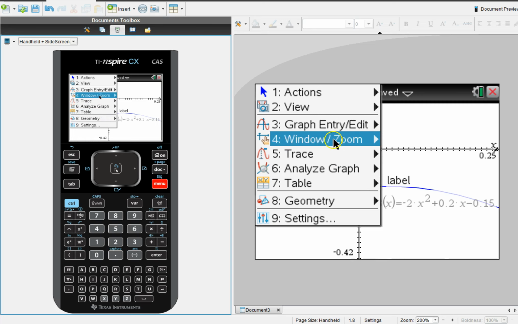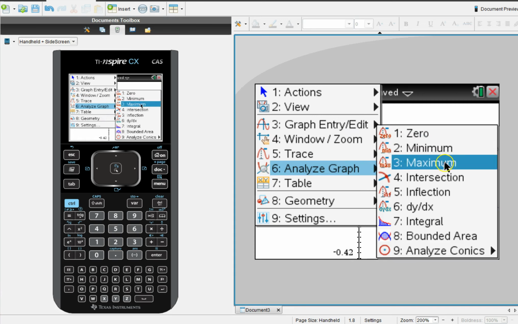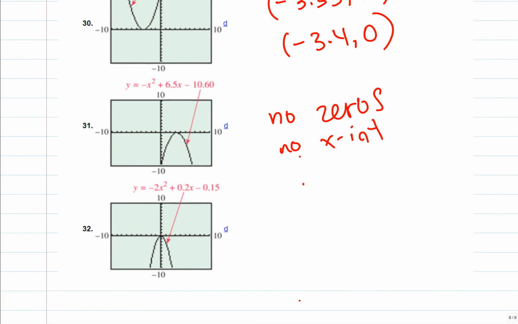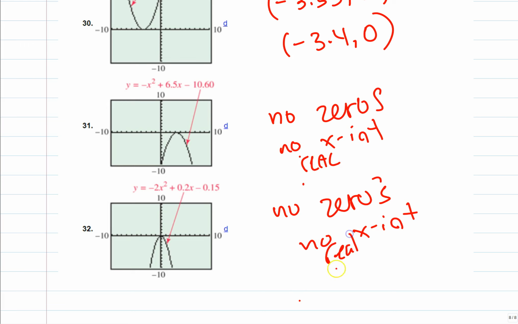I could find the local max. But notice that never reaches zero, does it? So this graph has no zeros. No x-intercepts there. It would have no real, no real would be the key word here. No real x-intercepts. Okay, it's an E.